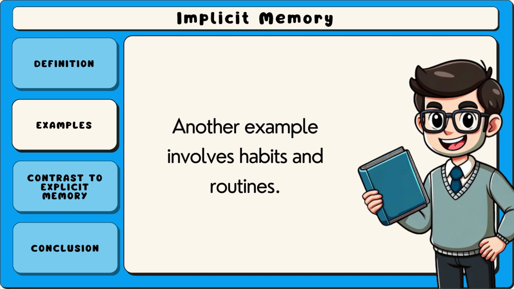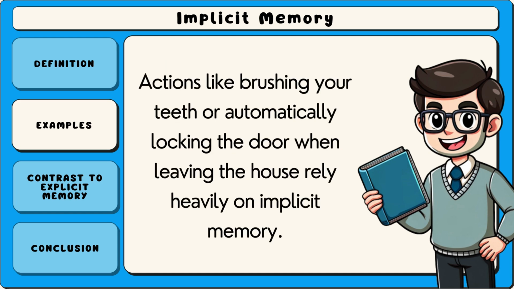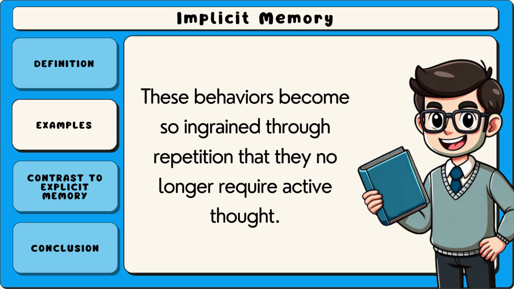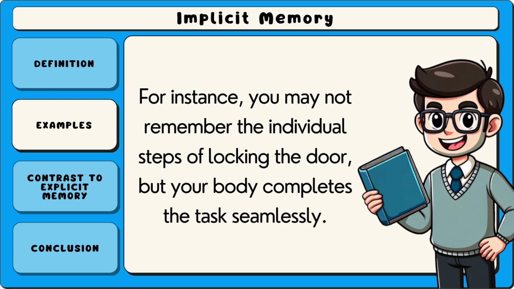Another example involves habits and routines. Actions like brushing your teeth or automatically locking the door when leaving the house rely heavily on implicit memory. These behaviours become so ingrained through repetition that they no longer require active thought. For instance, you may not remember the individual steps of locking the door, but your body completes the task seamlessly.